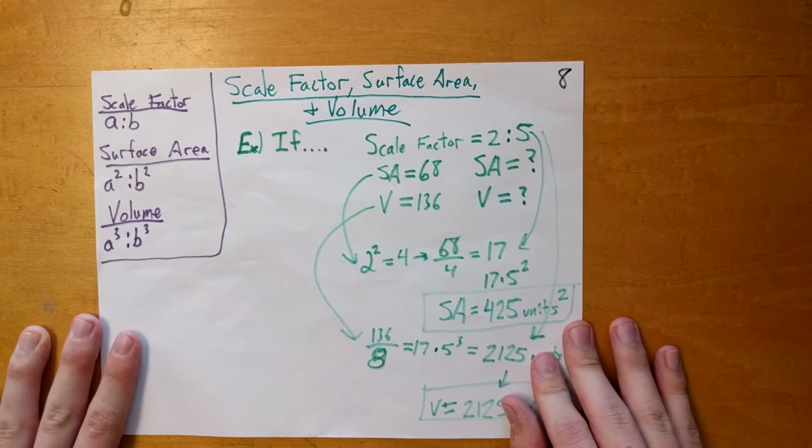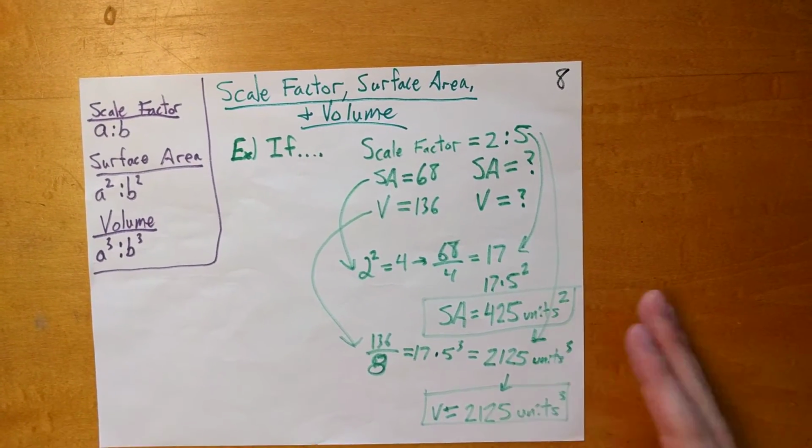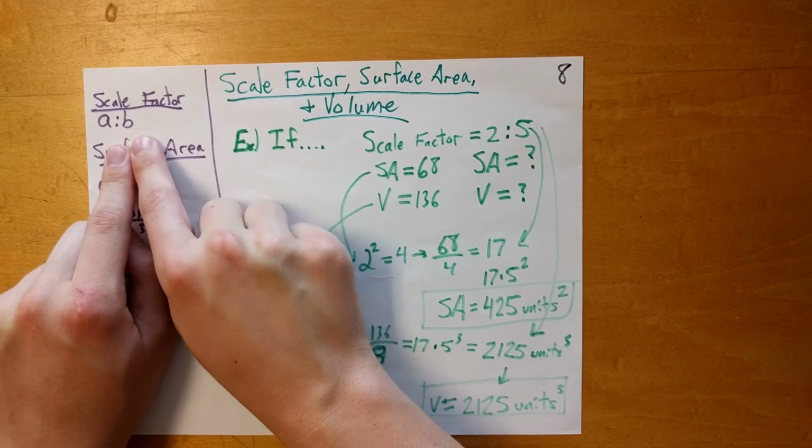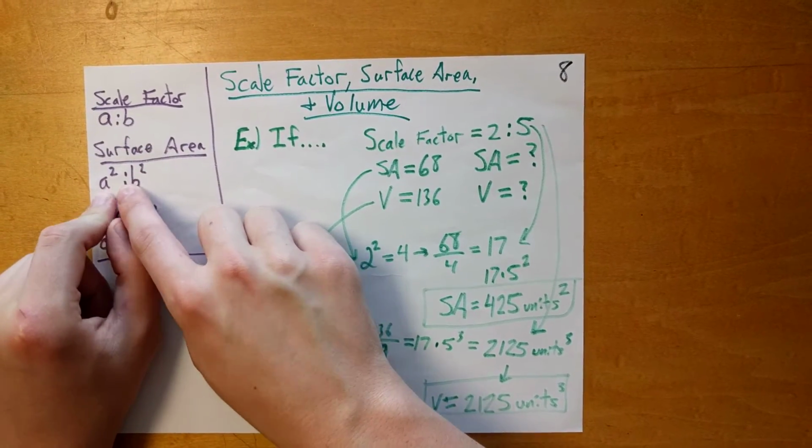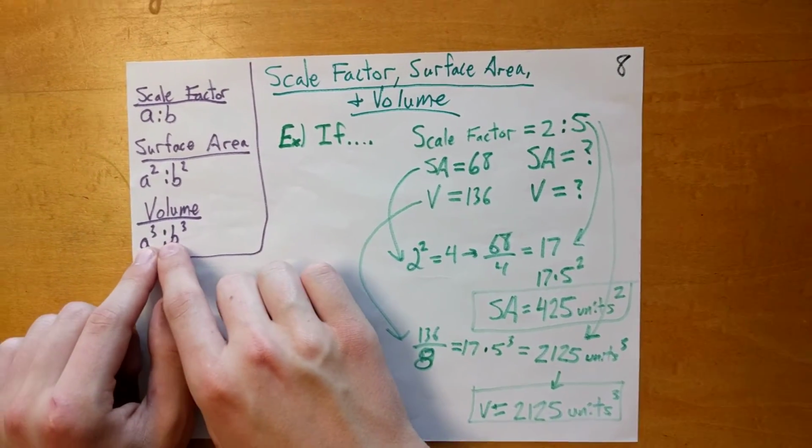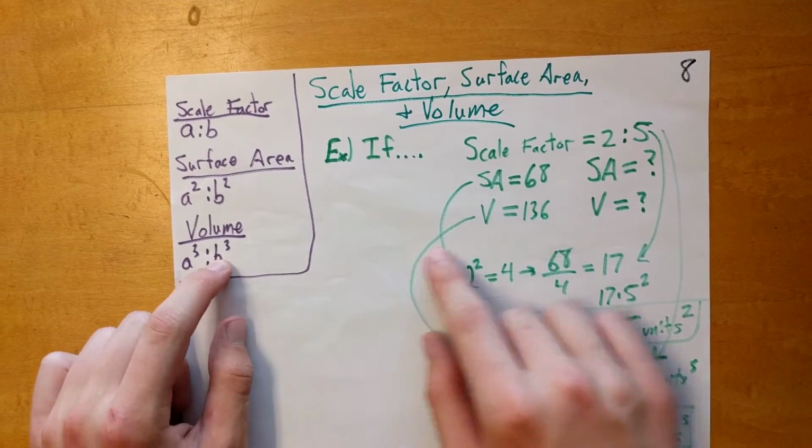When finding the scale factor, surface area, and volume ratios, we know that it's A to B for scale factor. For surface area, it's A squared to B squared. And volume, it's A cubed to B cubed.